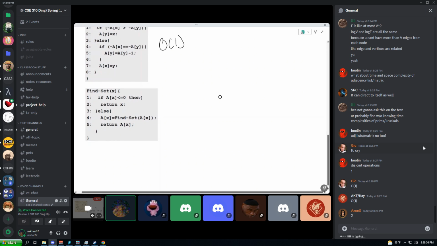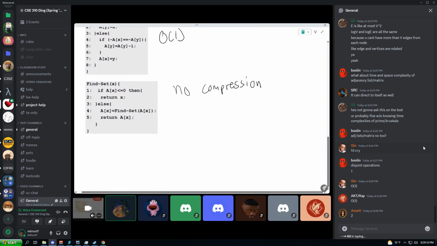Find set is clearly recursive, which is fine. And the main thing that can change this is whether you're compressing or not. So we're going to do no compression on this one. If we are not compressing on Findset, then if a of x is negative, like -3, then we return x. That's definitely just a 1. This portion is big O(1). That makes sense.